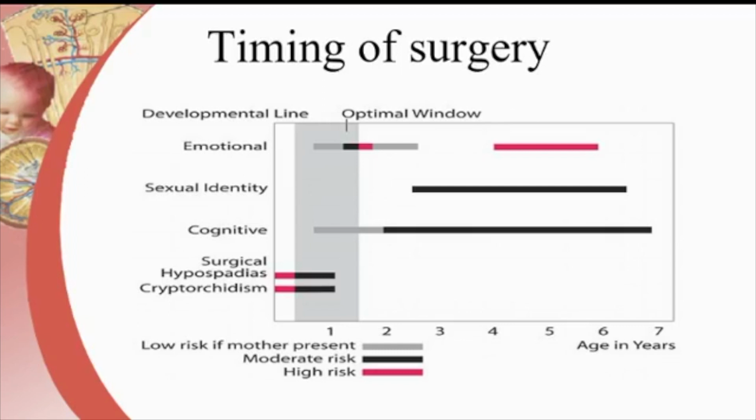Whereas if we delay it beyond 4 or 5 years, the child has already started passing urine in a sitting position, or the child can be at risk of teasing, and that can be a bit of social stigma because the child is not able to use the male toilet.